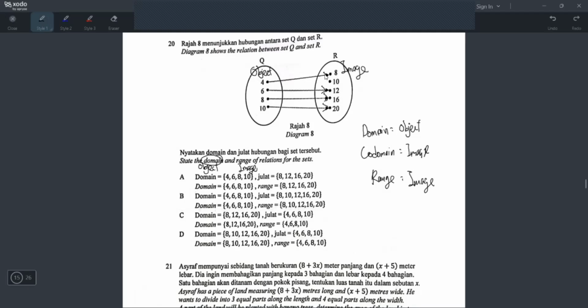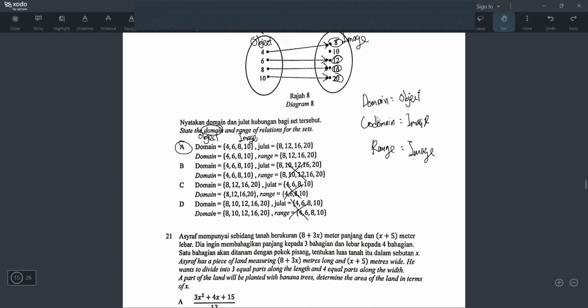So which images have a line touching? 8, 12, 16, 20. The 10 is not included inside the range. So 8, 12, 16, 20 is the range. So the answer is, okay, what about the object? Object is 4, 6, 8, 10. So the answer is A, right? Let's check B. B, is it correct? No. Why no? Because the range is wrong. C also wrong because the range is wrong. D also wrong. Because the range is supposed to be 8, 12, 16, 20, right? The 10 cannot be included in your range.